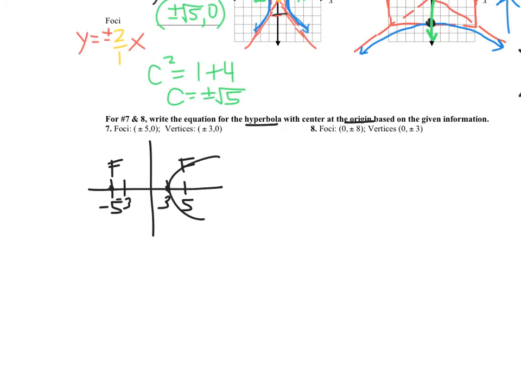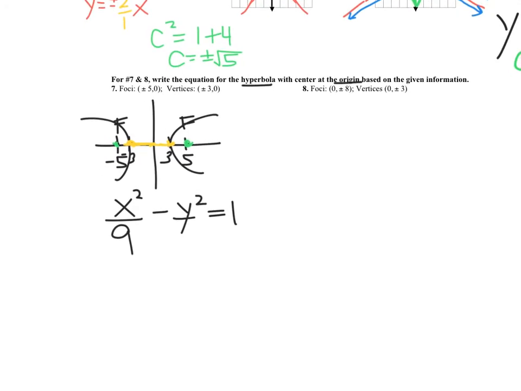So this would open side to side because your foci are always inside of the hyperbola. Okay, now knowing that it opens side to side, we're going to have x squared minus y squared equals 1. So one of them we have. The center out to our vertices is a distance of 3. So we're going to square that, and we're going to put it there underneath the x because it's going side to side.